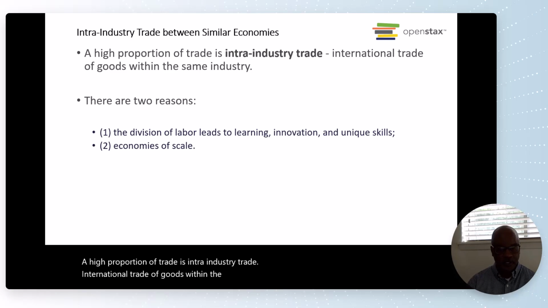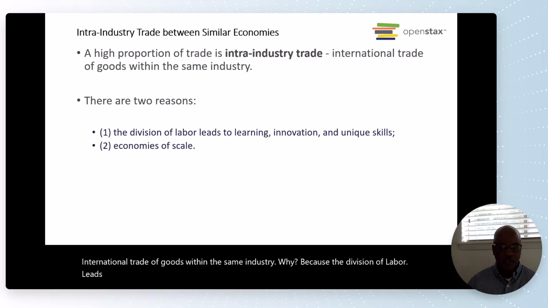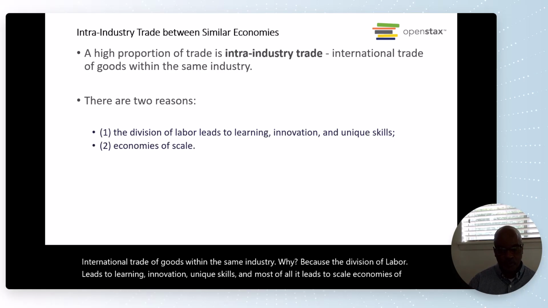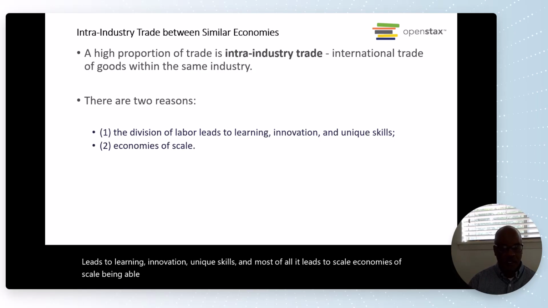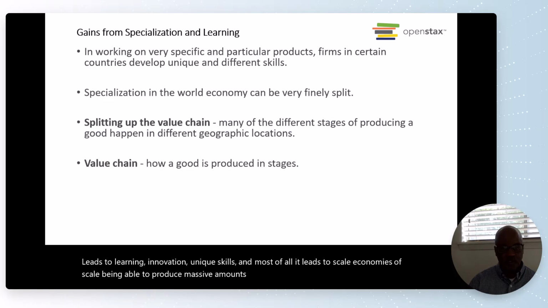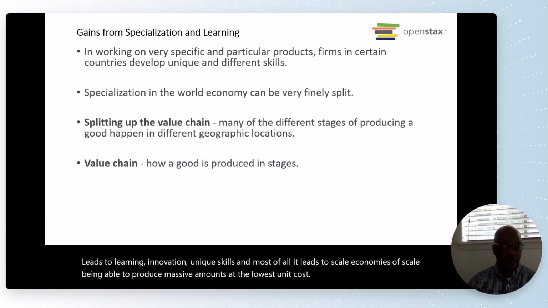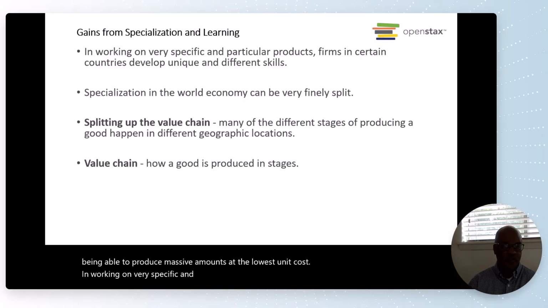Why? Because the division of labor leads to learning, innovation, unique skills, and most of all, it leads to scale, economies of scale, being able to produce massive amounts at the lowest unit cost. In working on very specific and particular products, firms in certain countries develop unique and different skills.